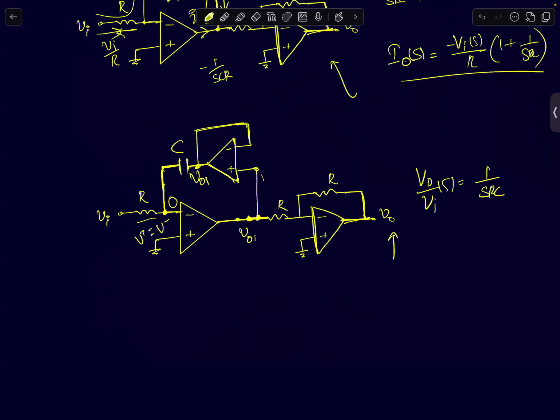What is the difference? If I ask you to calculate what is the current that this op amp is supplying, I naught of S, what will be your answer? What is the current that this op amp is supplying?